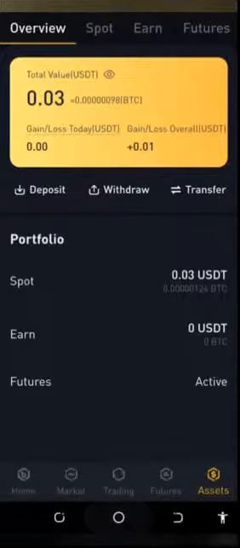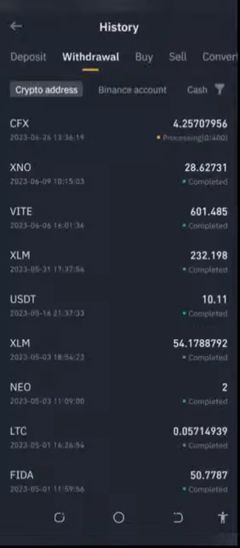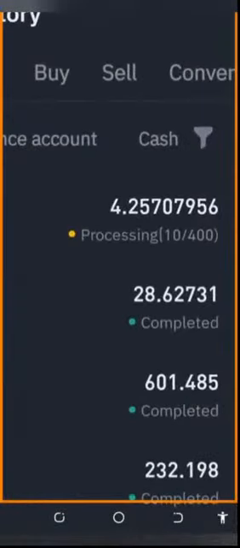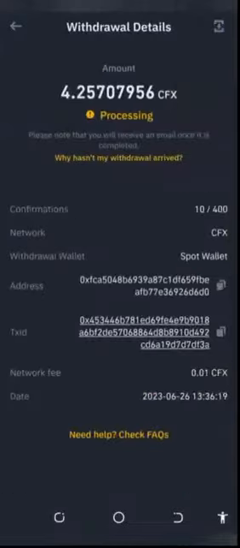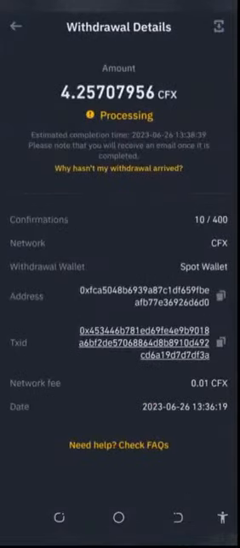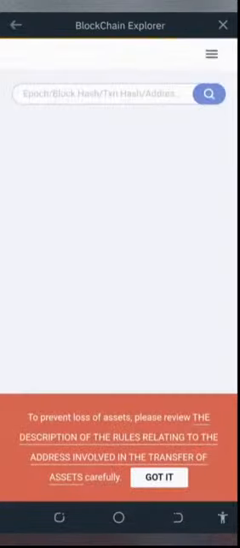Let's keep our fingers crossed. Currently, it's still looking like it's processing. We've gotten 10 out of 400 confirmations. Interesting. I don't know how long this is going to take. No idea, right? Let me click on this, to see whether it will take me somewhere to see what's going on. Well, this is what happens when you're trying to send money through networks. It takes time.